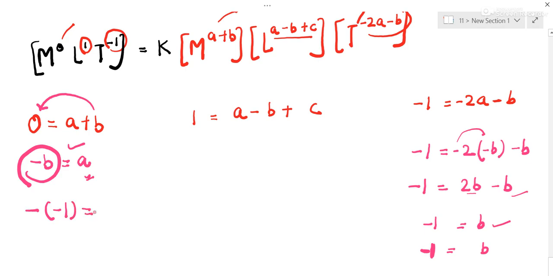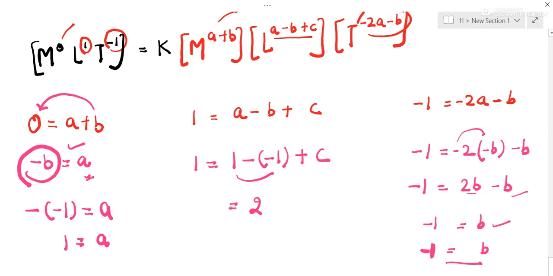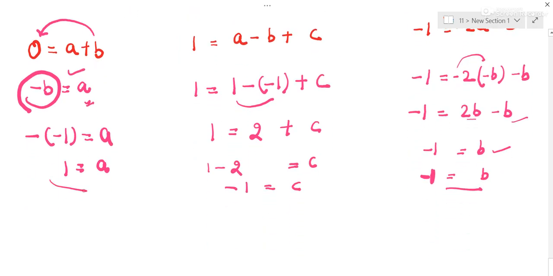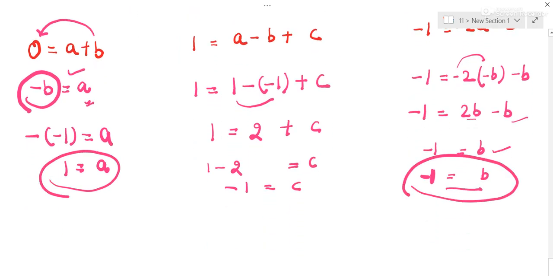So I'm ready with value of A. A is 1 and B is minus 1. Will substitute here. A is 1, B is minus 1 and it is C. So 1 plus 1 is 2. So 2 will come this side. So 1 minus 2. So it is minus 1 is C. So we have got all the variables. A is 1, B is minus 1, C is minus 1.